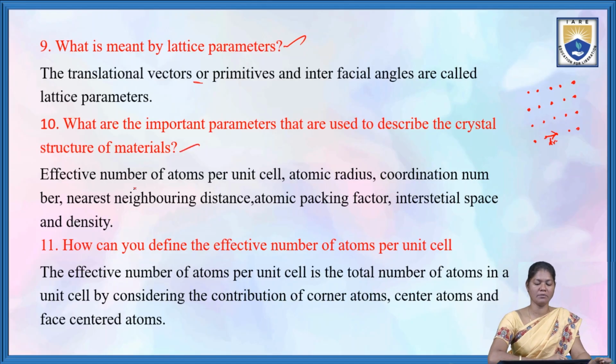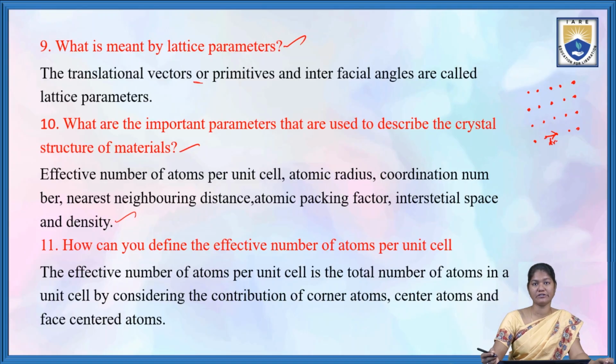And what are the important parameters that are used to describe the crystal structure of materials? Effective number of atoms per unit cell, atomic radius, coordination number, nearest neighboring distance, atomic packing factor, interstitial space, and density. So these are the important parameters that are used to describe the crystal structure of materials.